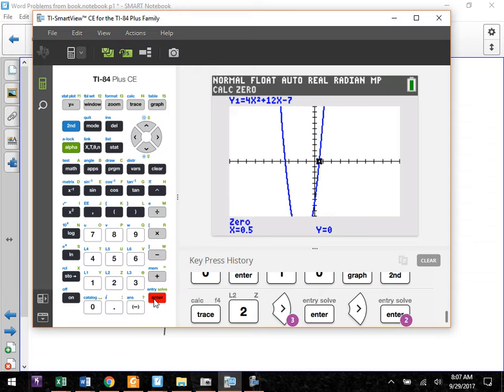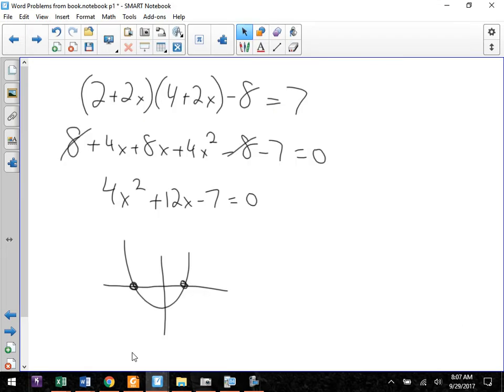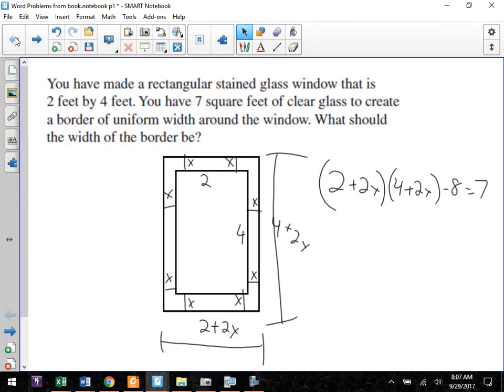What should your width be around the frame? Half an inch. I'm sorry. Feet, half a foot, 6 inches. Excuse me, I forgot we were in feet. They're asking what the width should be. So if we go back to the problem, what should the width be? Well, it should be 0.5 feet, otherwise known as 6 inches, because your units were in feet.